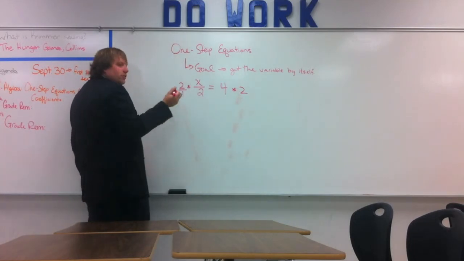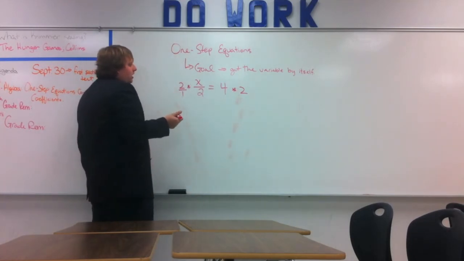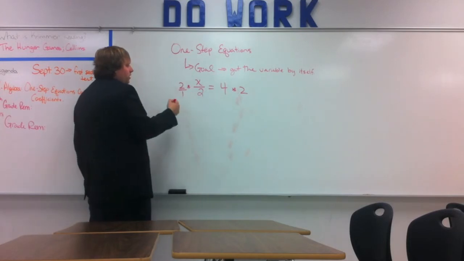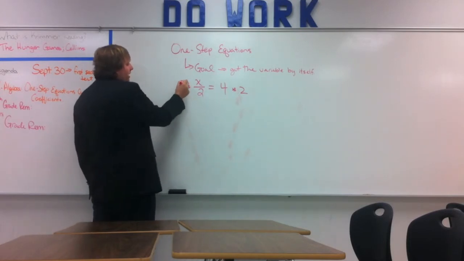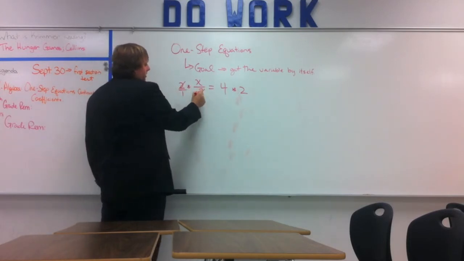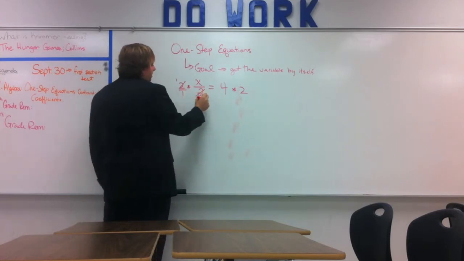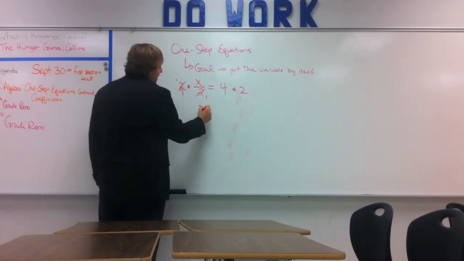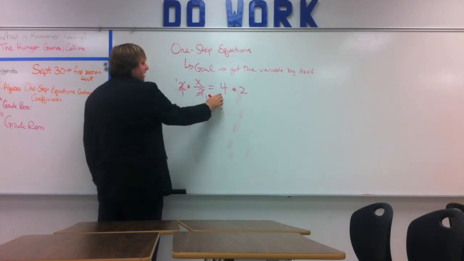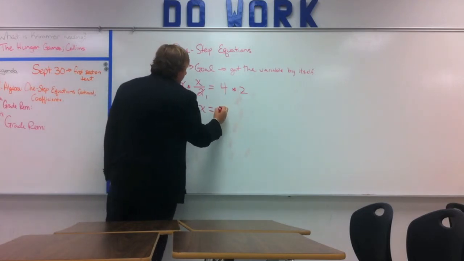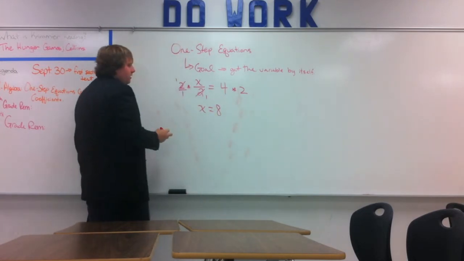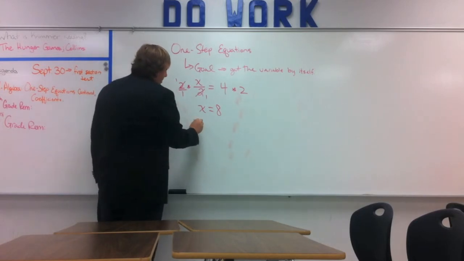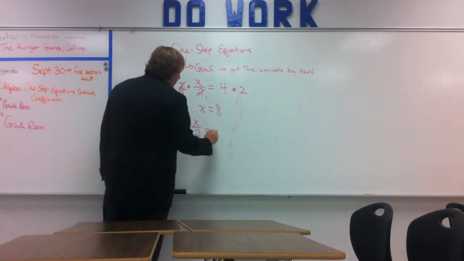The reason we're going to do this is because we're going to do exactly what we did during the multiplication one just a minute ago. I can cross out this 2 and this 2. They equal 1. And x times 1 is x. On this side, 4 times 2 is 8. x equals 8. Let's do our check. x over 2 equals 4.